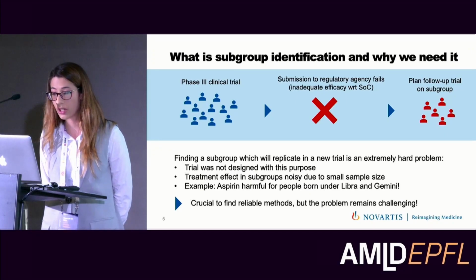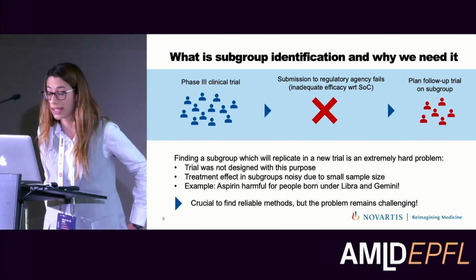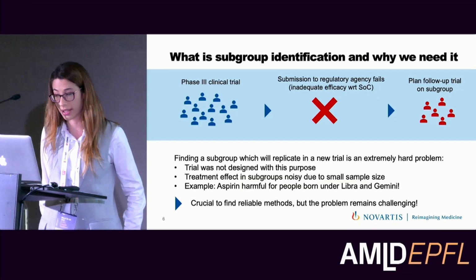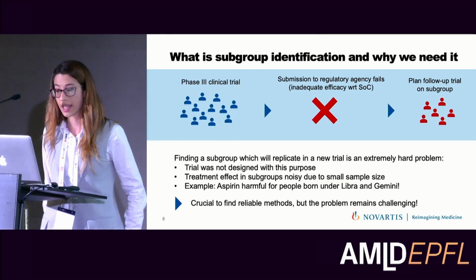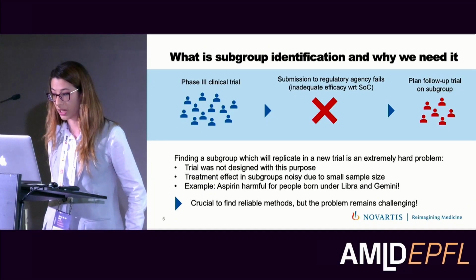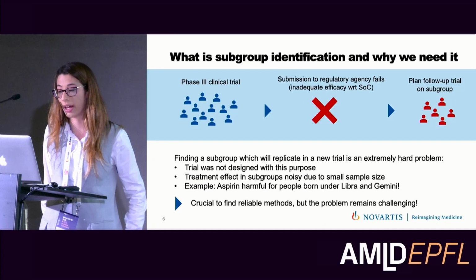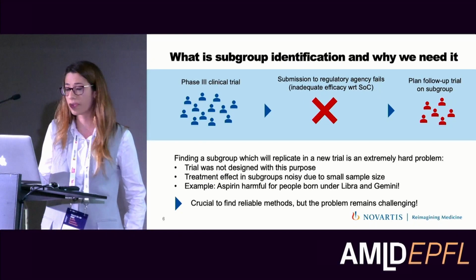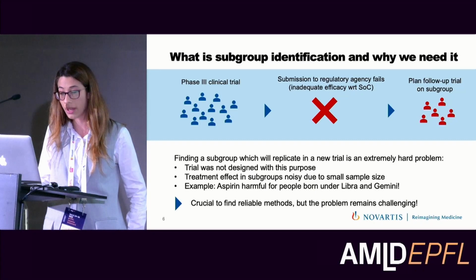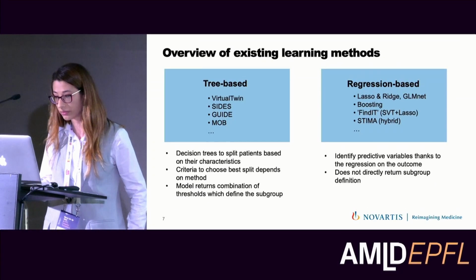And the original trial, we need to think, was designed to find a treatment effect in the wider population and not in a subgroup. A funny example of this is a trial on the efficacy of aspirin, where it came out that the drug was harmful for people born under Libra and Gemini. So for this reason, the problem remains challenging, even if we have the most reliable methods.